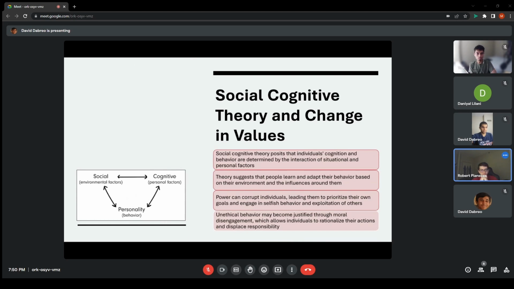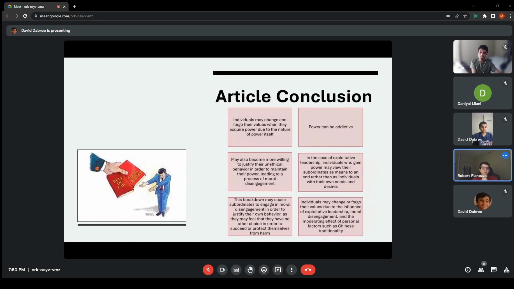Article conclusion. To sum up, one reason why individuals may change and forego their values when they acquire power is due to the nature of power itself. Power can be addictive, and individuals may become more focused on maintaining and increasing their power than on upholding their moral values. They may also become more willing to justify their unethical behavior in order to maintain their power, leading to a process of moral disengagement.